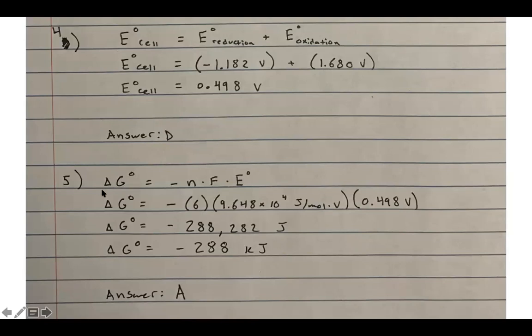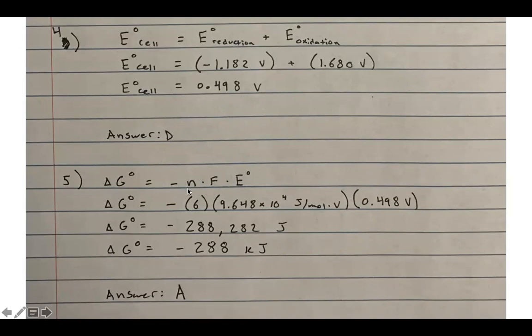So our equation to find the change in standard Gibbs free energy is delta G naught equals negative N times F times our standard cell potential. We found above that our standard cell potential is 0.498 volts. F is Faraday's constant. It's always going to be 9.648 times 10 to the fourth joules per mole volts. And then N represents the number of electrons that are transferred in this redox reaction.